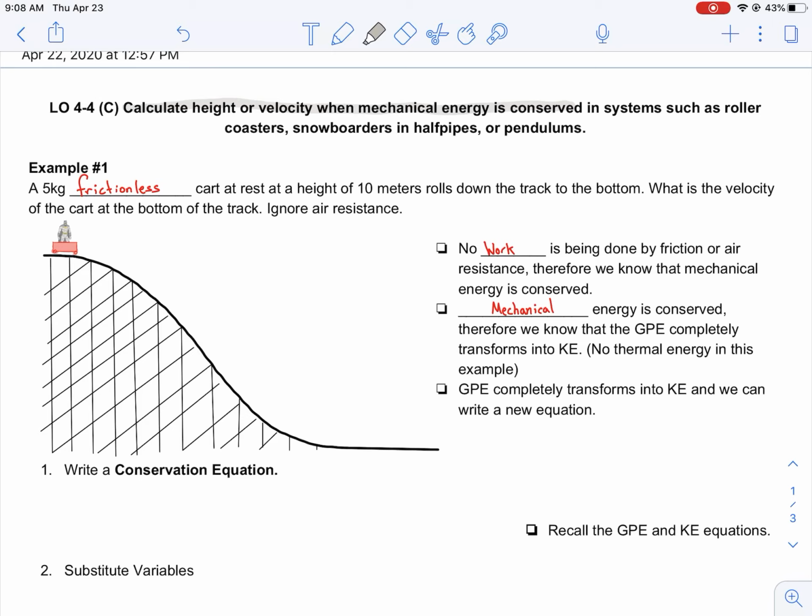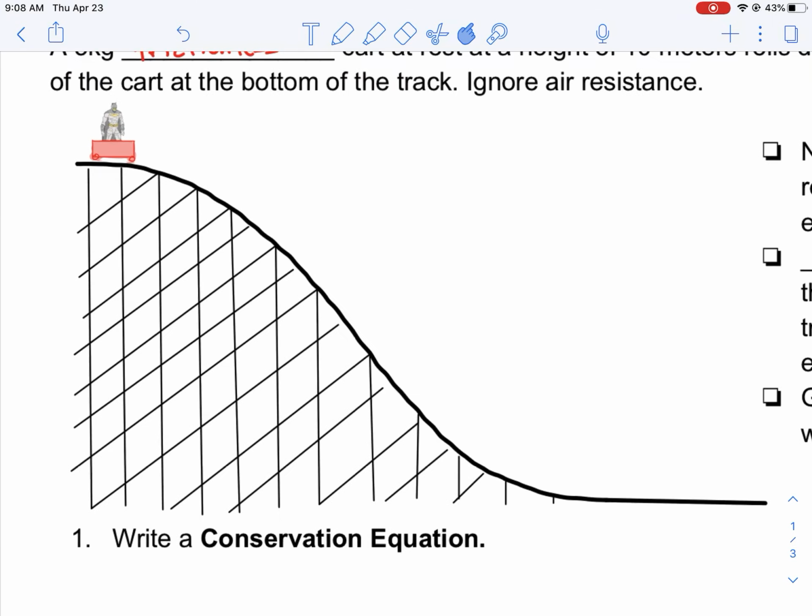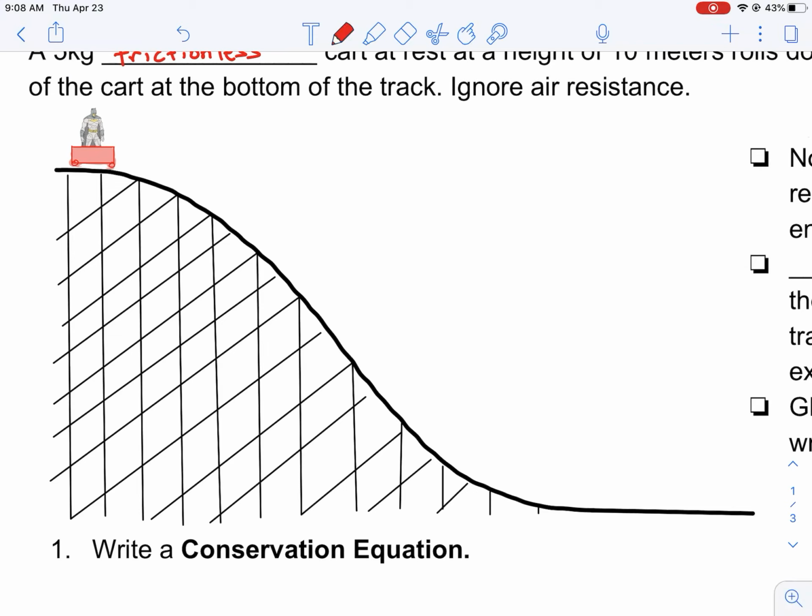All right, class, let's calculate height or velocity when mechanical energy is conserved. So what does that mean? You take a physics scenario, and we're going to do some calculations. Another way to say it is we're going to perform some predictions.